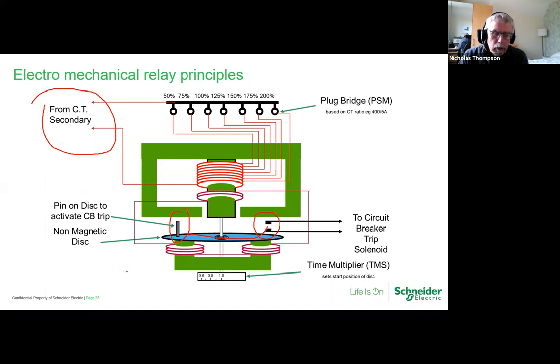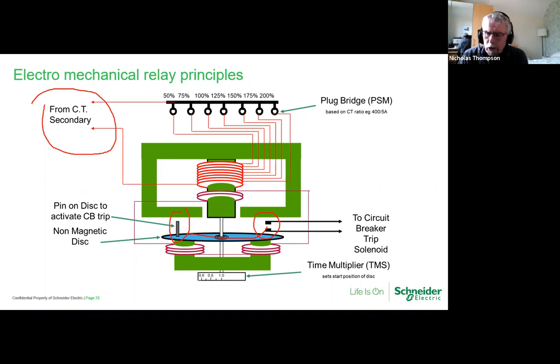Now, it's not going to trip straight away. Well, it may do. It depends on what curve you chose. But in this example here, this peg would start to move at either a high speed or a slow speed, depending on the level of the current. So the higher the current, the quicker the time it's going to take to send a trip signal to the circuit breaker.